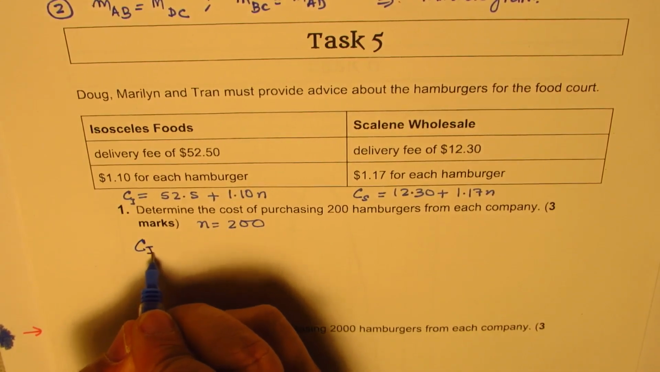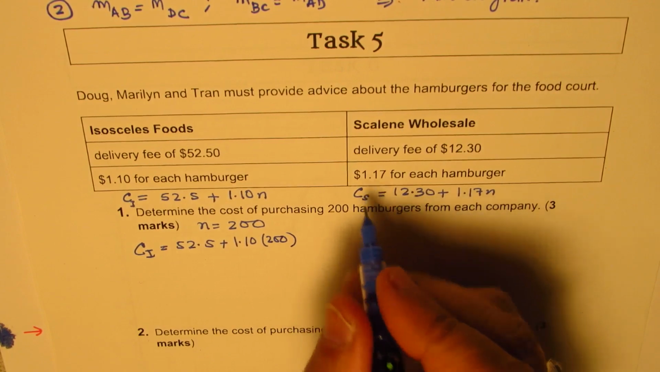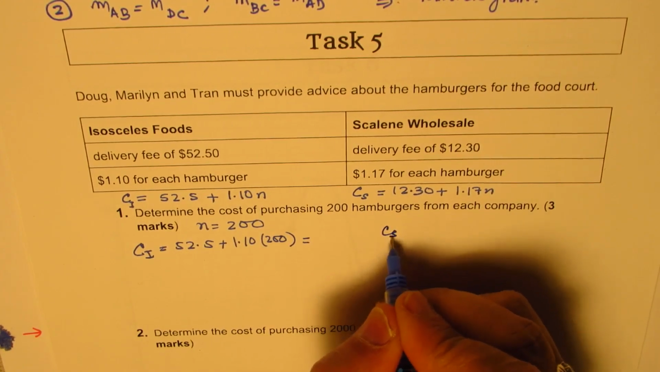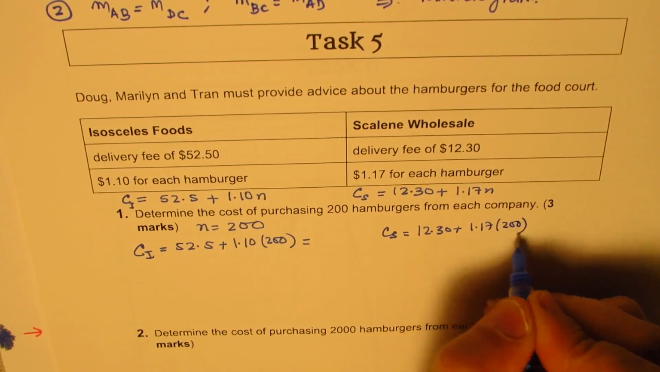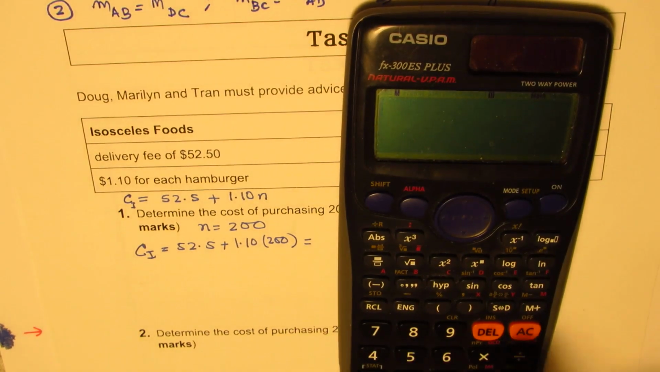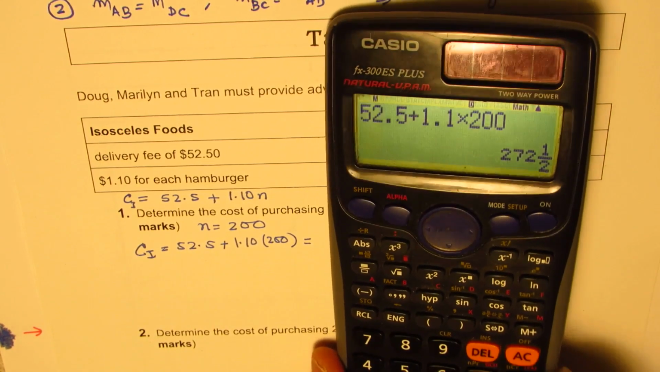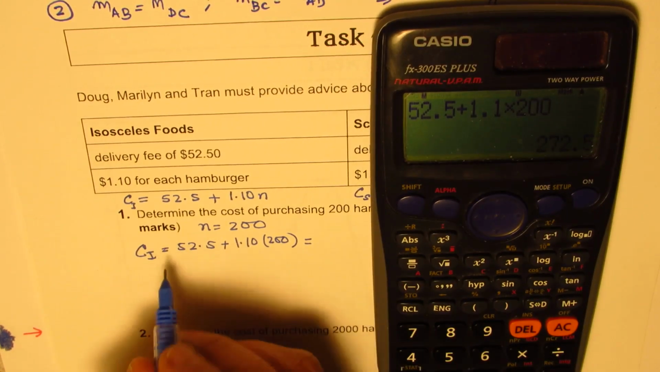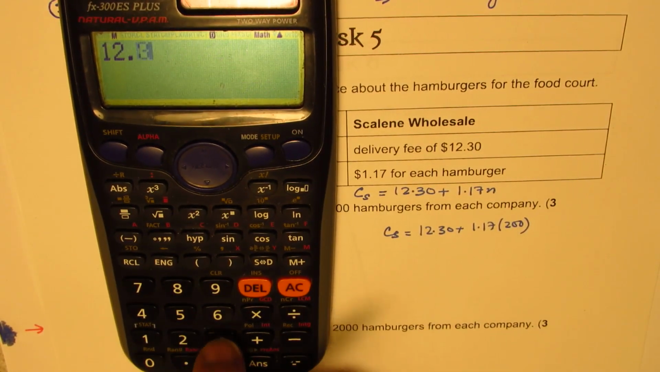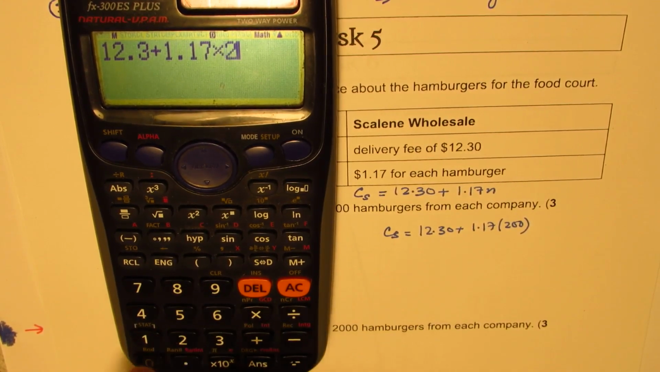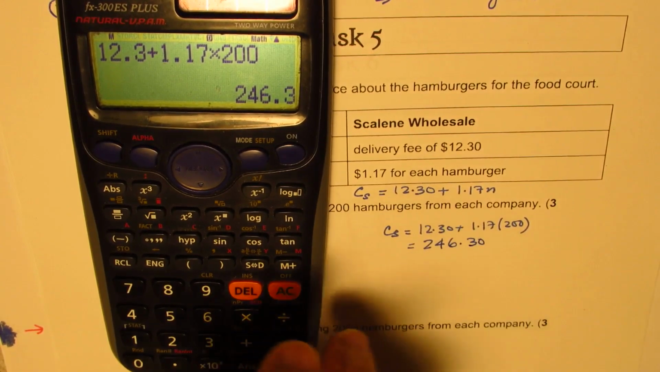Let's find the cost. For C_I, it will be 52.5 plus 1.10 times 200. And from the other company, it is going to be 12.30 plus 1.17 times 200. Let's calculate. We have 52.5 plus 1.1 times 200, which is the decimal value 272.50. And the other one is 12.3 plus 1.17 times 200, which in decimals is 246.30, right? So all are in dollars.